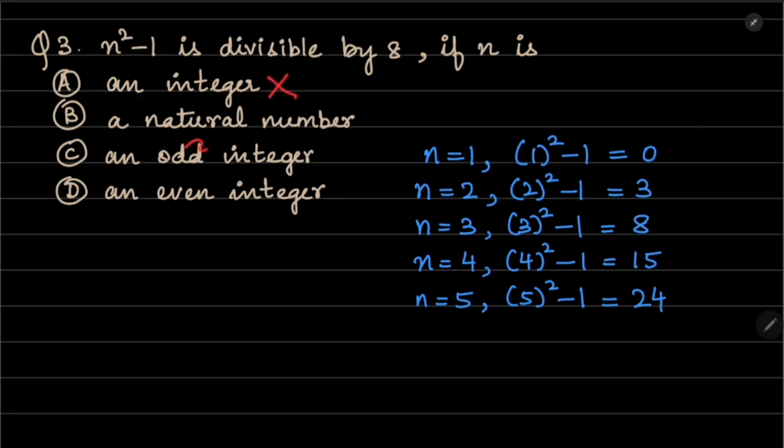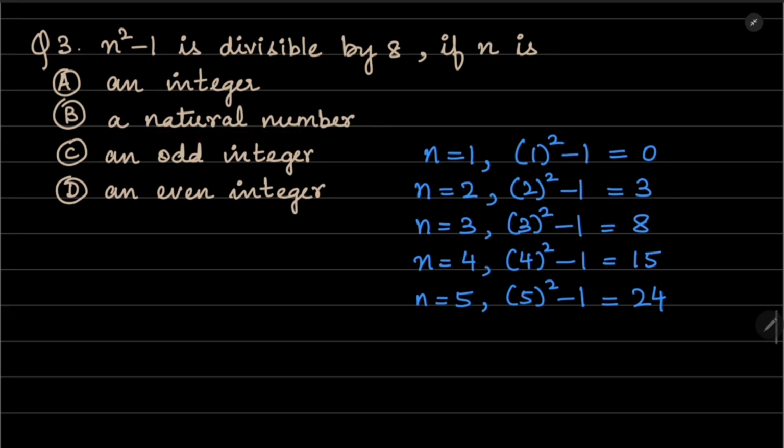Is every natural number divisible? No. You see 3 here, and 15, they are not divisible by 8. So for natural numbers, again, it does not satisfy. Every n as a natural number, it is not divisible. You don't see it divisible by 8.